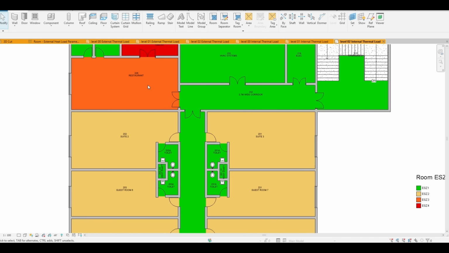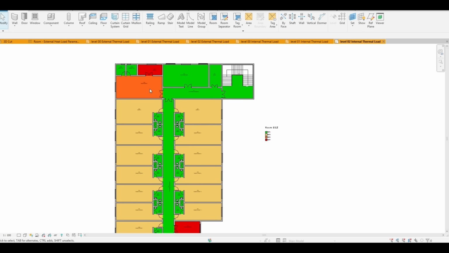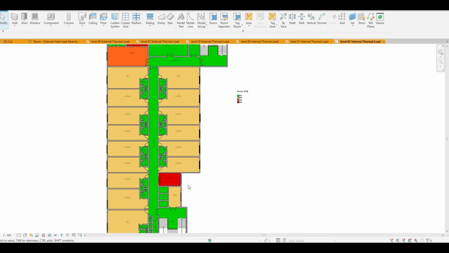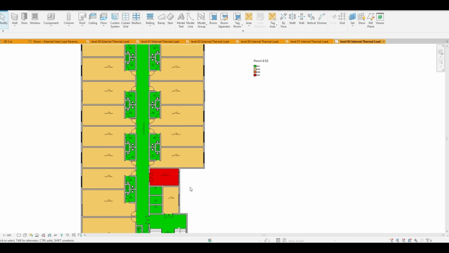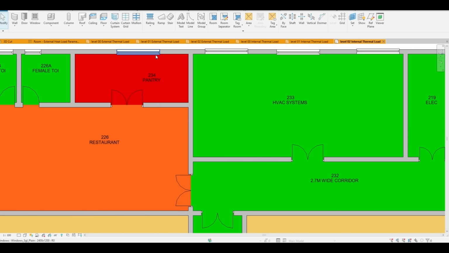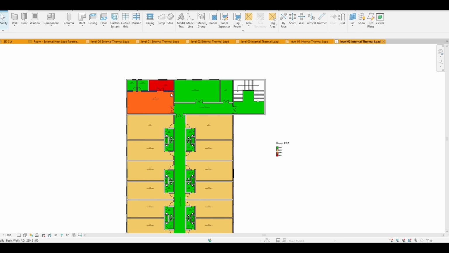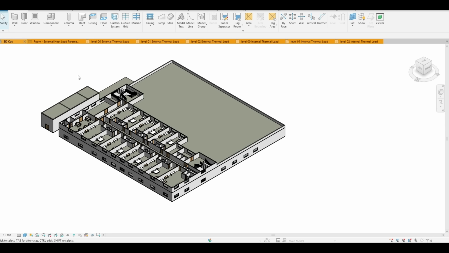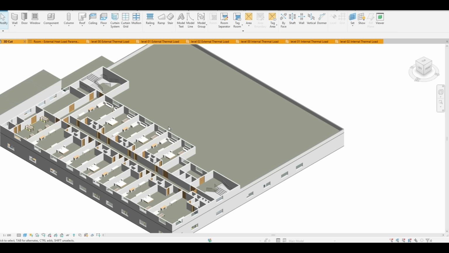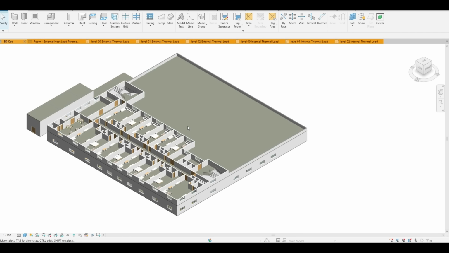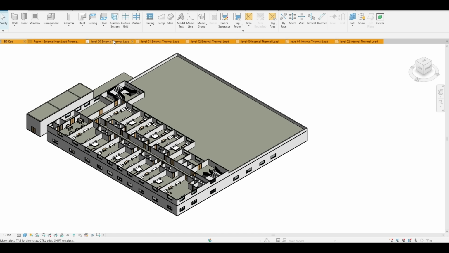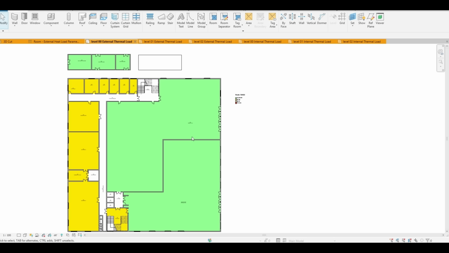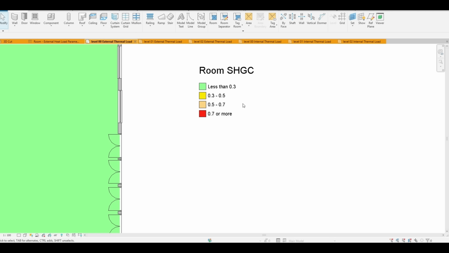Once internal load zones are understood, the next layer of thinking moves to the facade. SHGC views, solar control layer. In this view, we are observing SHGC, solar heat gain coefficient, across the glazing. SHGC essentially tells us how much solar radiation passes through the glass. Lower SHGC means better solar control. Higher SHGC means more solar energy entering the space.